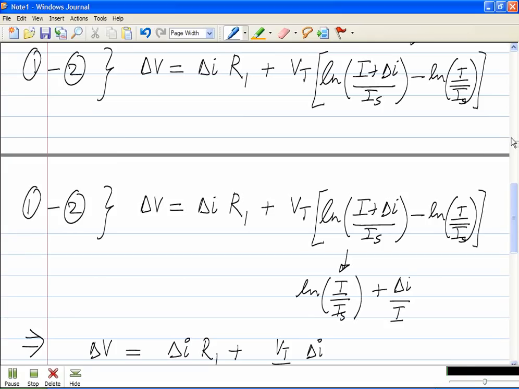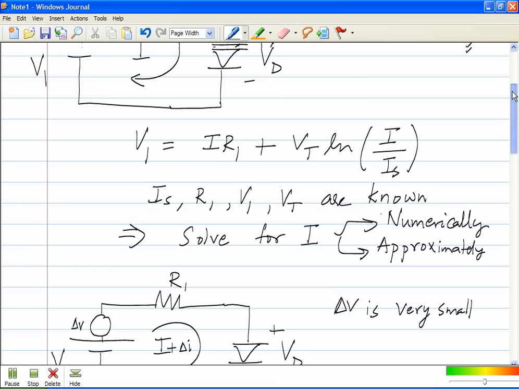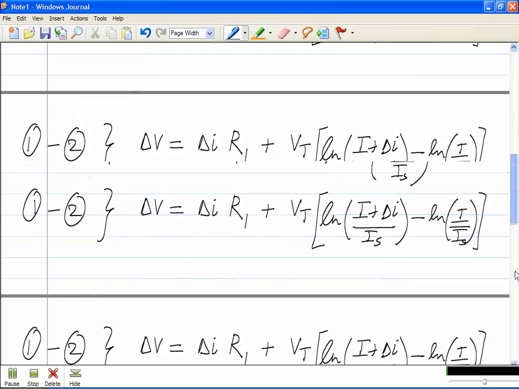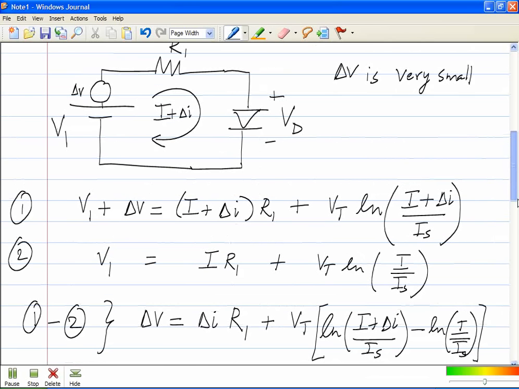As far as this discussion is concerned, what I wish to point out is the following. If you have a nonlinear network, you can relate the change in the current and voltage. For example, in this case, you can think of the stimulus as this delta V signal being added in series with V1, and the response as the loop current. It was I earlier, it is now I plus delta I.